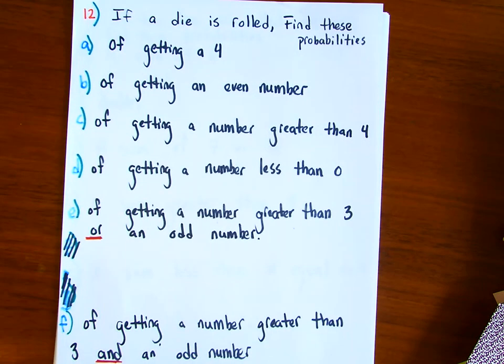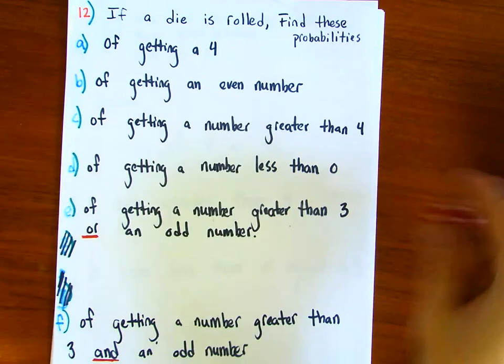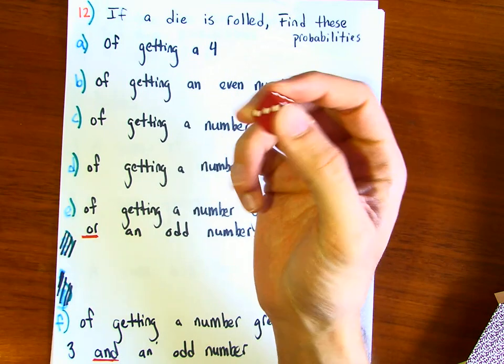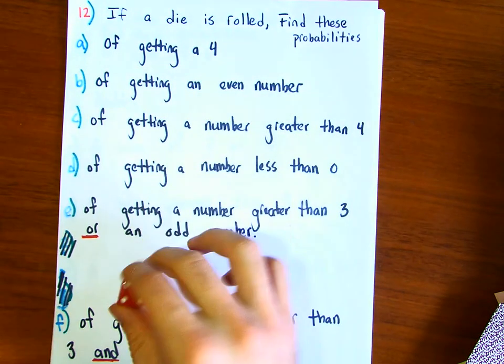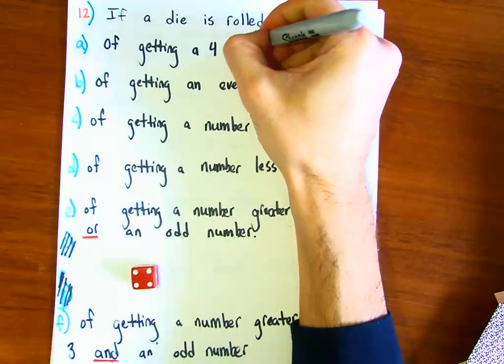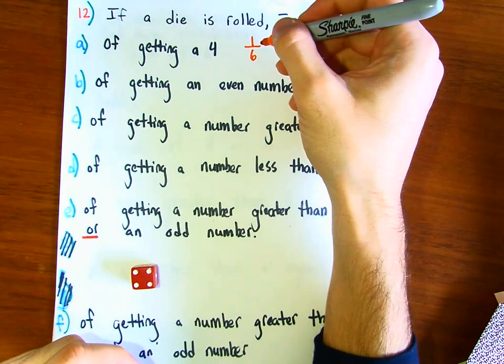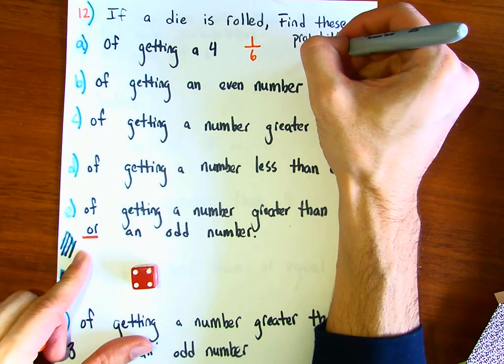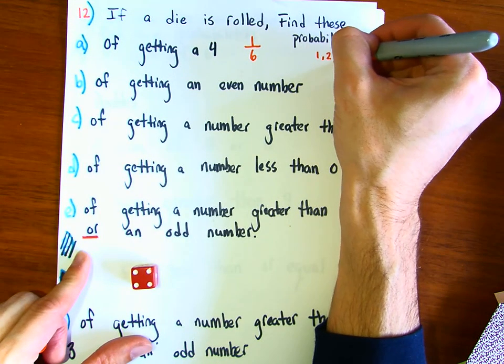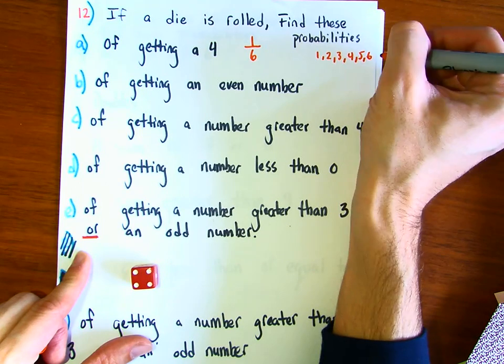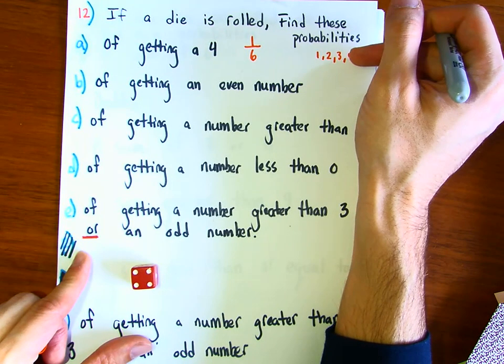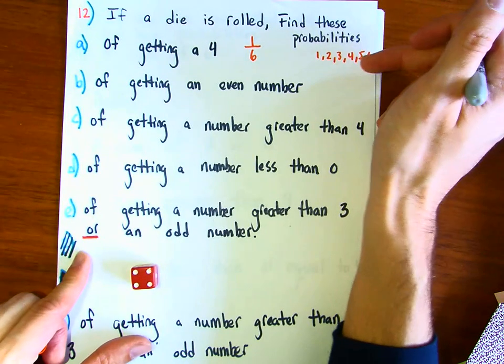It's saying 12a. If a die is rolled, so if we have just one die, what is the probability of getting a 4? This is just 1 over 6. Because what's the sample space? You can only get a 1, a 2, a 3, a 4, a 5, or a 6. And what's the probability of getting that 4? It's 1 out of the 6 possible outcomes.